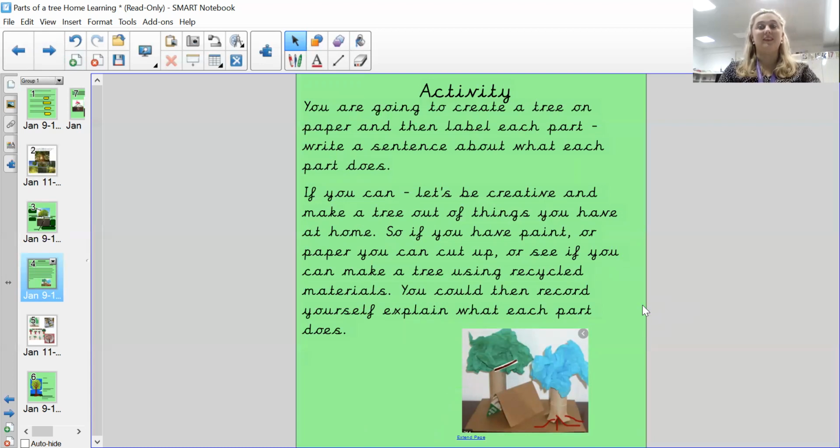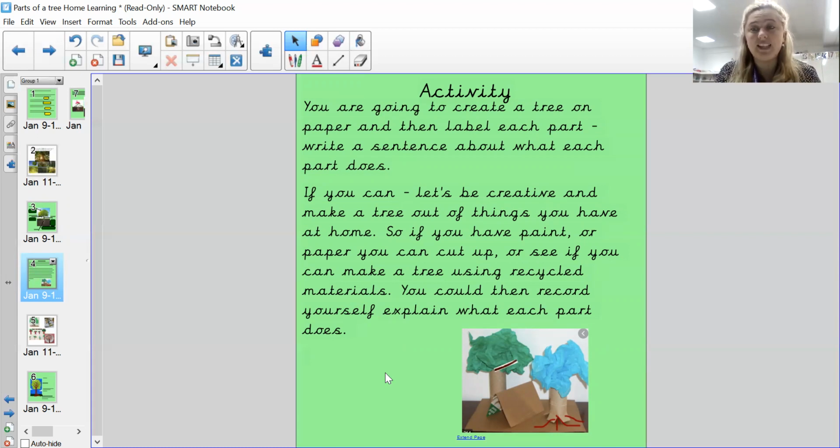Your activity for today, okay? I would like you to create a tree with all 4 parts of the tree on it. You can either draw the tree, you can make it like this out of cardboard, however you like. I just want you to create a tree with all 4 things. Can we remember what they are? Leaves, branches. What was the third thing? Trunk, good, and roots.